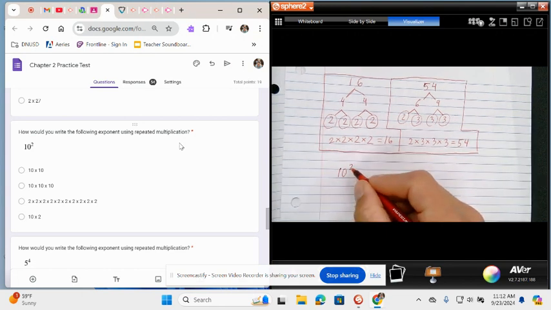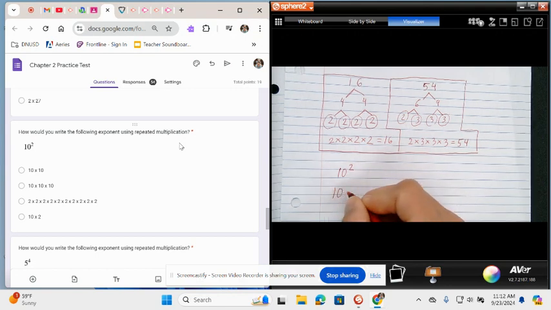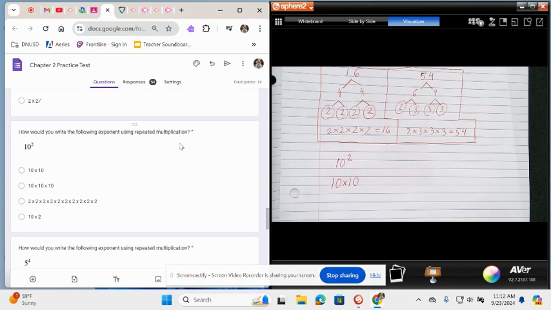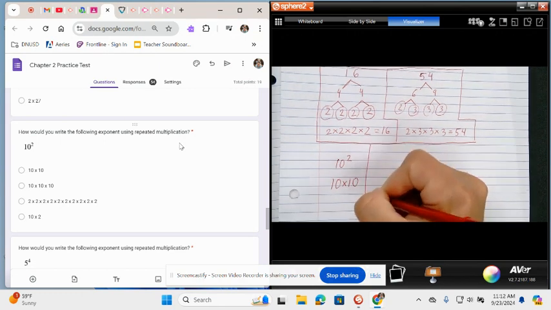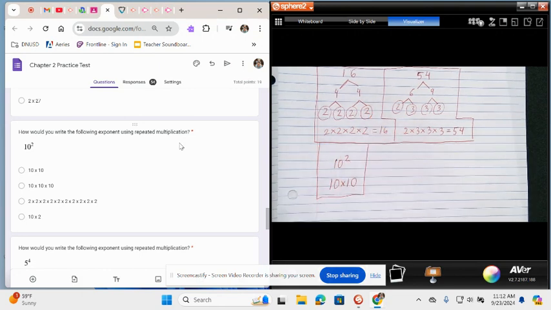So 10 to the second power, 10 is the base, 2 is the exponent. The base shows you which number to multiply. The exponent tells you how many times to multiply that number. So 10 to the second power just means 10 used as a factor or multiplied by itself twice. So there's two 10s multiplied by each other. So 10 to the second power means 10 times 10. Okay?